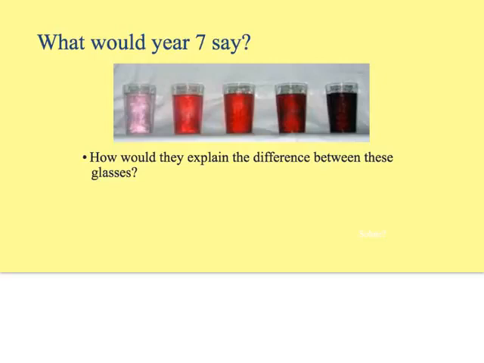So this is lesson 8 in the quantitative chemistry set for year 10, new GCSE. Starting this lesson by showing you a load of glasses of blackcurrant squash and asking you how a year 7 would describe that to you.